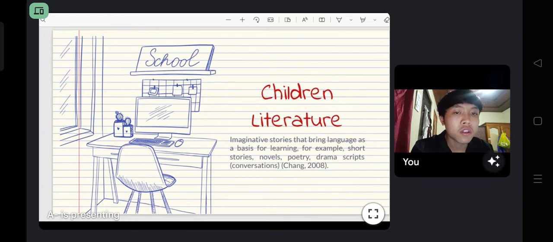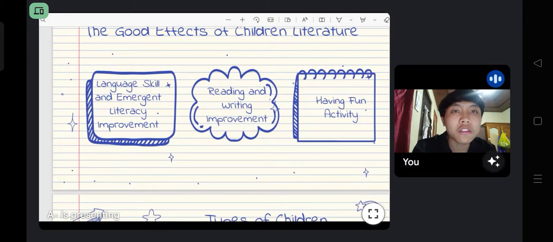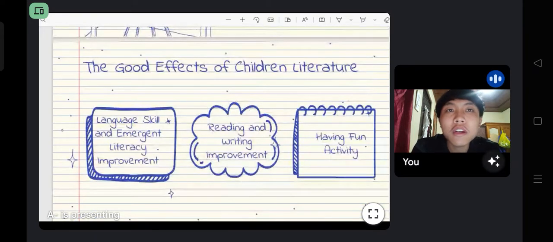So next, I'm going to talk about the good effects of children's literature. So the first one is language skills and emergent literacy improvement. In this case, of course, when we are talking about children's literature, we can see that children will be involved in several activities, maybe reading and writing, or even speaking and listening.